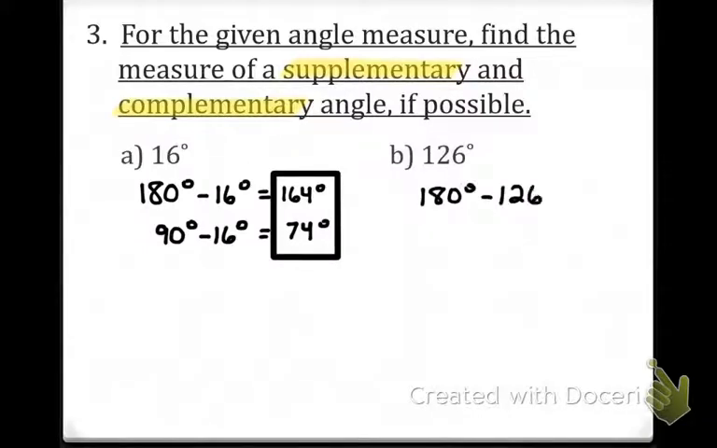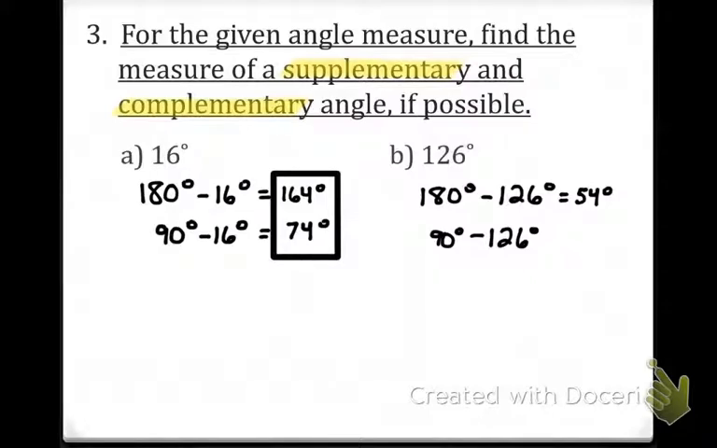And what do you get? Very good. 54 what? Degrees. Excellent. Okay, let's go on to the next one. Complementary. How many degrees are in a complementary angle? 90. So you're going to start with 90, and what am I going to subtract? 126. Okay, when you do that, what do you get?